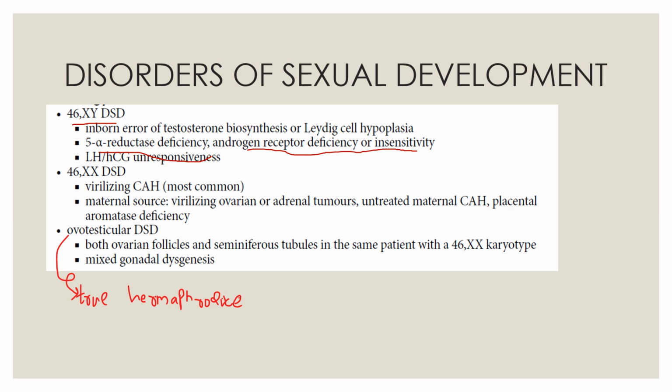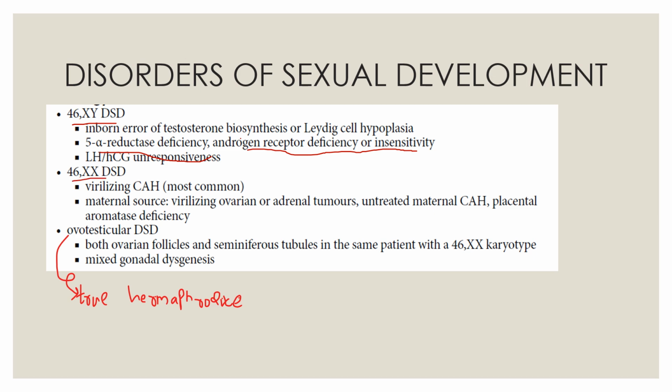So only when they are not hitting puberty or having menses, they may be worked up, and the genotype will show XY. Okay, or LH or HCG unresponsiveness, or there can be an inborn error of testosterone biosynthesis or Leydig cell hypoplasia. Leydig cell is the one which is producing testosterone.